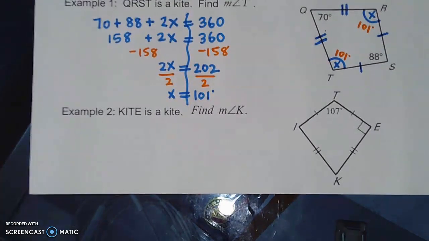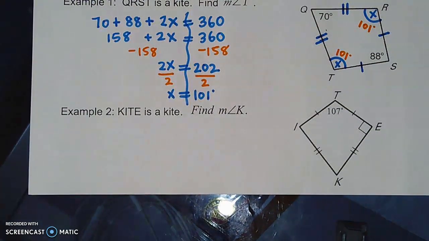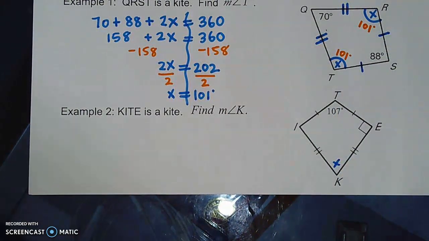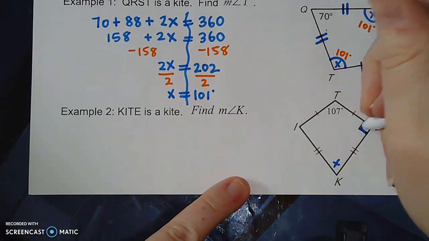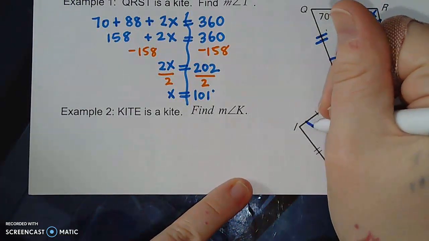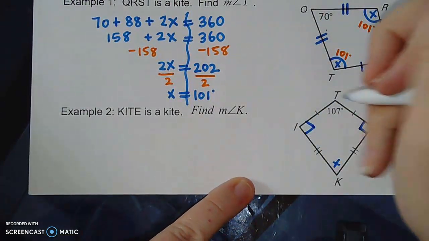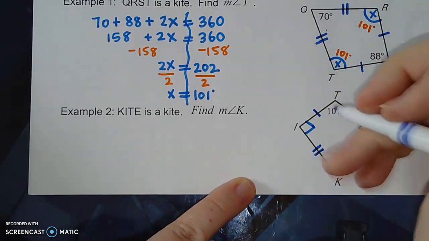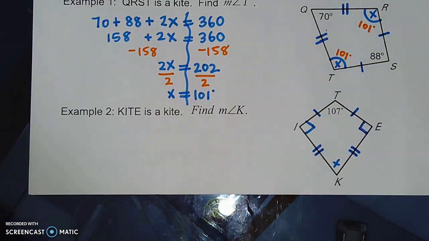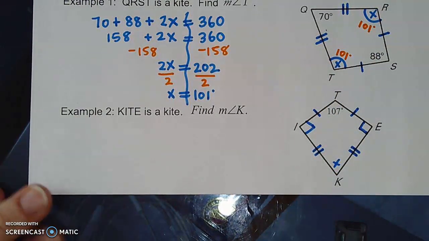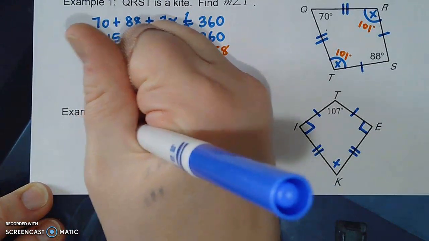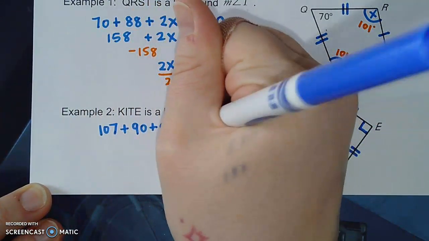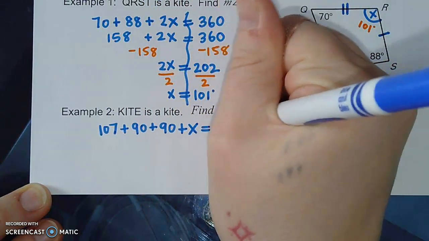Let's check out example 2. So we have a kite here, and they want us to find K. So I'll put an X where K is. I notice that E is a 90-degree angle, so that means that I is also 90 degrees, because I'm seeing how the sides are congruent to each other, so those opposite angles are going to be congruent. So let's make an equation. 107 plus 90 plus 90 plus X equals 360.